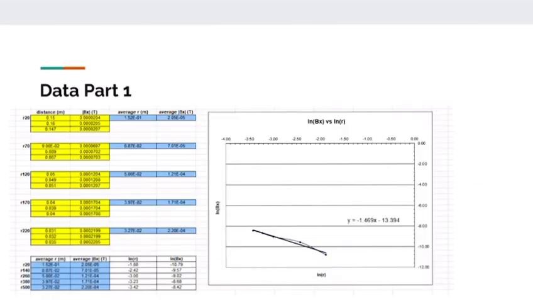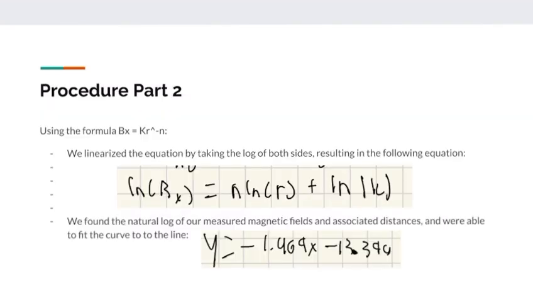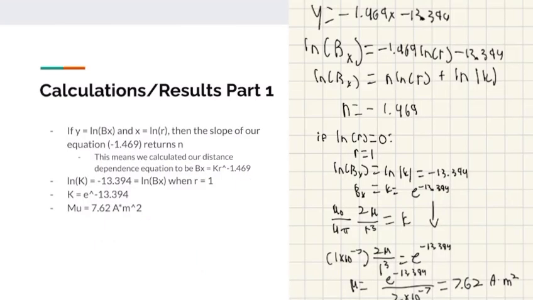So this is our data. We measured the magnetic field readings in the X components, and we measured the distances from the phone's magnetometer to the magnet associated with each magnetic field reading. We use the formula given in the lab, B is equal to K times r to the negative n. We took the natural log of both sides, and then compared it to the equation that we developed in the fitting of the curves from our data from 2 slides ago.